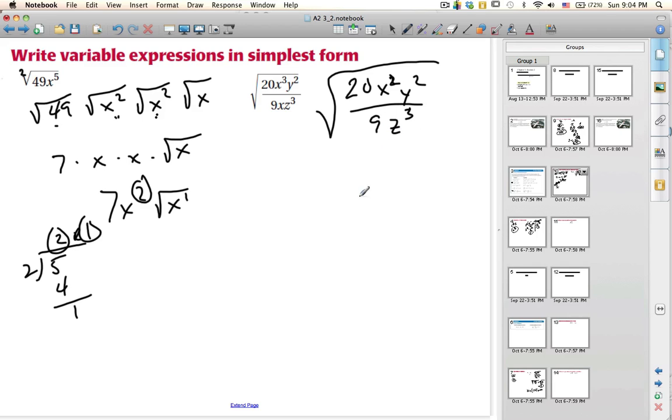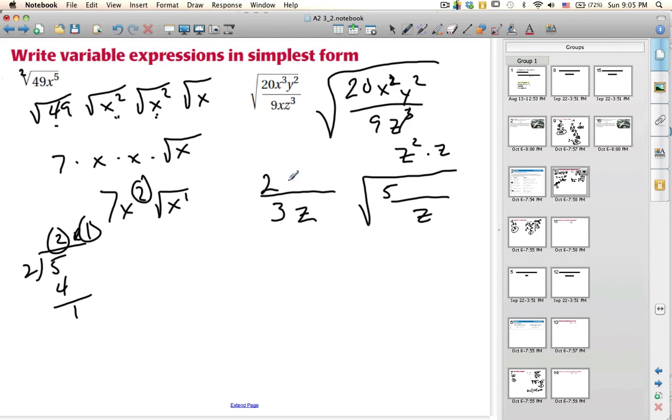So you'll notice 9 is a perfect square, so I would take the square root of 9 out. Z cubed could be z squared times z, so the z squared will come out as a z here. And in my radical, that leaves a z in the denominator, so I've cleaned up the denominator. 20 has a factor that's a perfect square, 4. Square root of 4 is 2, that comes out. I leave the 5 in. Square root of x squared is x, square root of y squared is y.